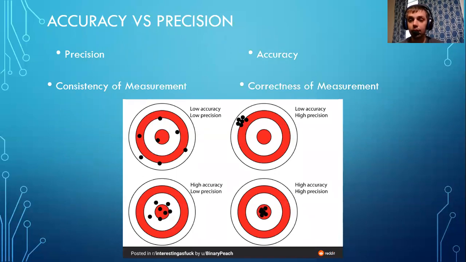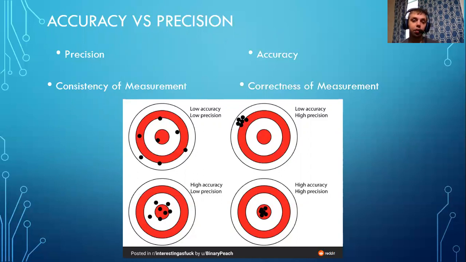So in measurement, there are two concepts that are important to understand. So there's precision and accuracy. And I'm sure you've already had this repeated to you many times, but in case you haven't, let's go over briefly what the difference is. So precision is your consistency or repeatability in a measurement. Accuracy is how close the value that you've been measuring is to the actual value, or the correctness of your measurement.